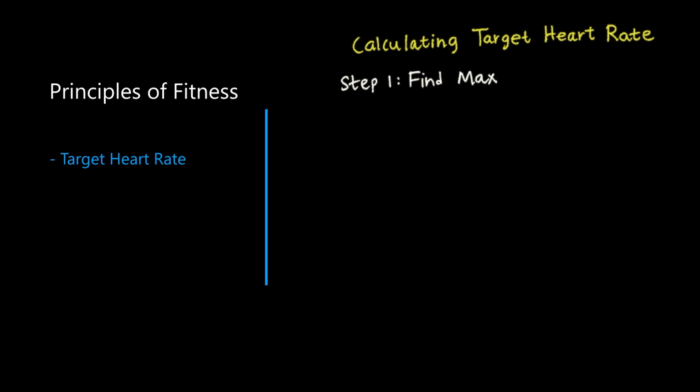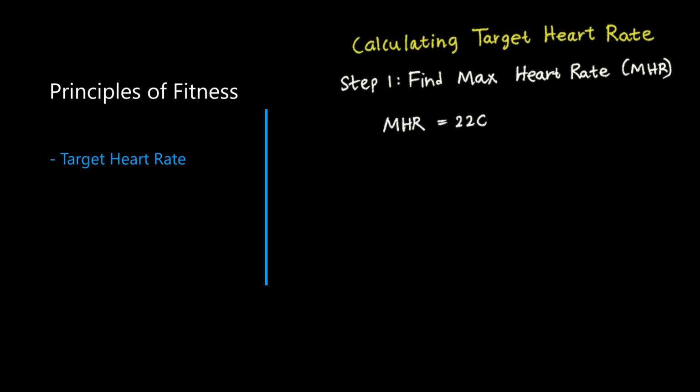A key part of the intensity in the FITT principle is understanding and using your target heart rate. This is a practical calculation you may be asked about on the C458 OA exam. To find your target heart rate zone, you first need to estimate your maximum heart rate, or MHR. The most common and simple formula is 220 minus your age.